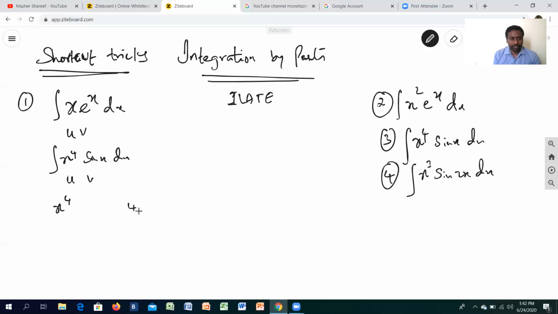Next, if I differentiate, it is 4x cubed. Further differentiation, as I told you, we have to do until 0 or stop at the constant, irrespective of sign. So 4x cubed; then x cubed gives 3x squared, multiplied by 4 gives 12x squared. Again, differentiating gives 24x, then 24, and then 0. Stop there.